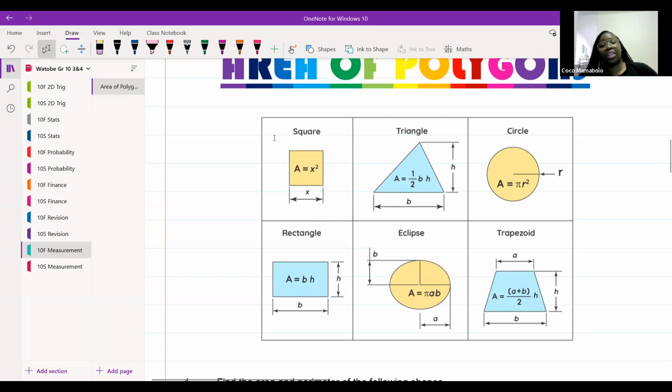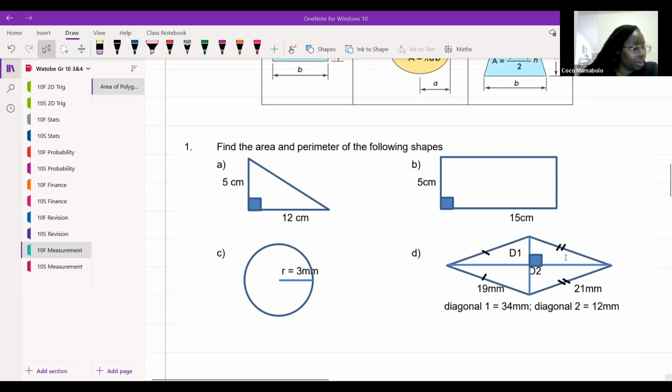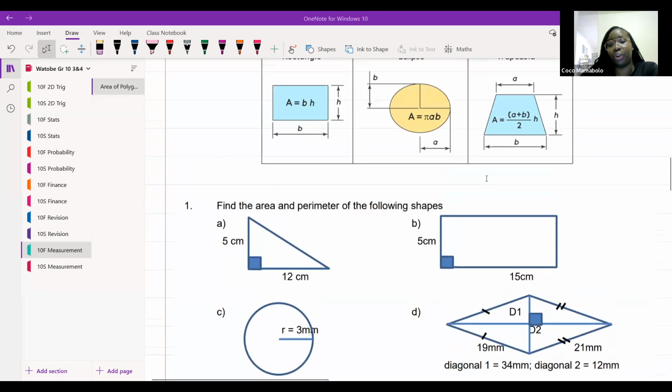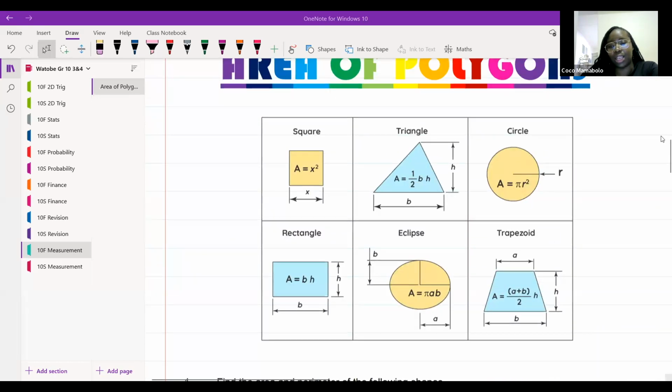Because like I said, this is grade 8 and 9 work, so we should be able to do it quite easily. So let's get started on our first activity for the day. You are going to be calculating the area of these shapes over here. Remember, we've just given you the formula up there.